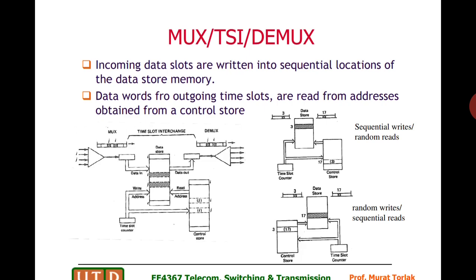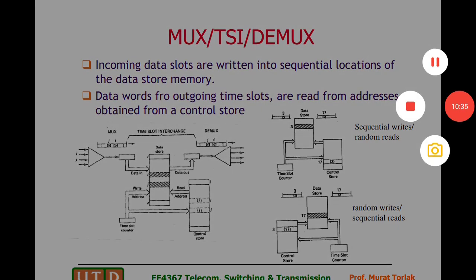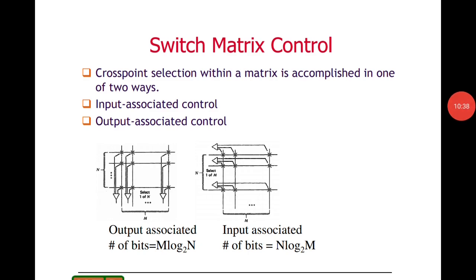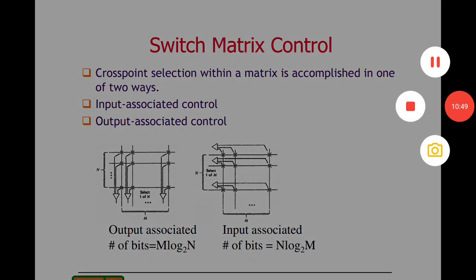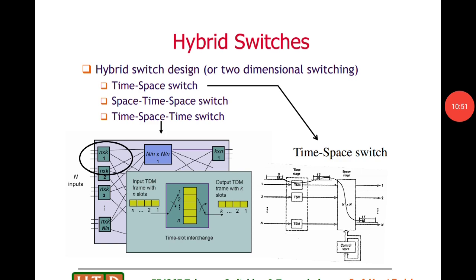Switch matrix control. Crosspoint selection within a matrix is accomplished in one of two ways: input associated control, output associated control. Hybrid switches. Hybrid switch design: two-dimensional switching, time space switch, space time space switch, time space time switch. So, time space TS switch, next space time space STS switch, time space time TST switch.